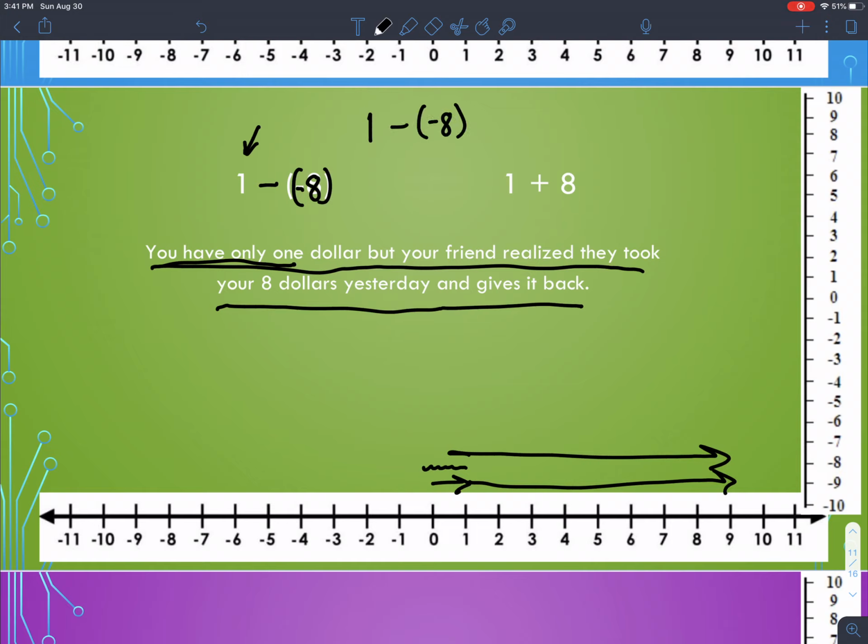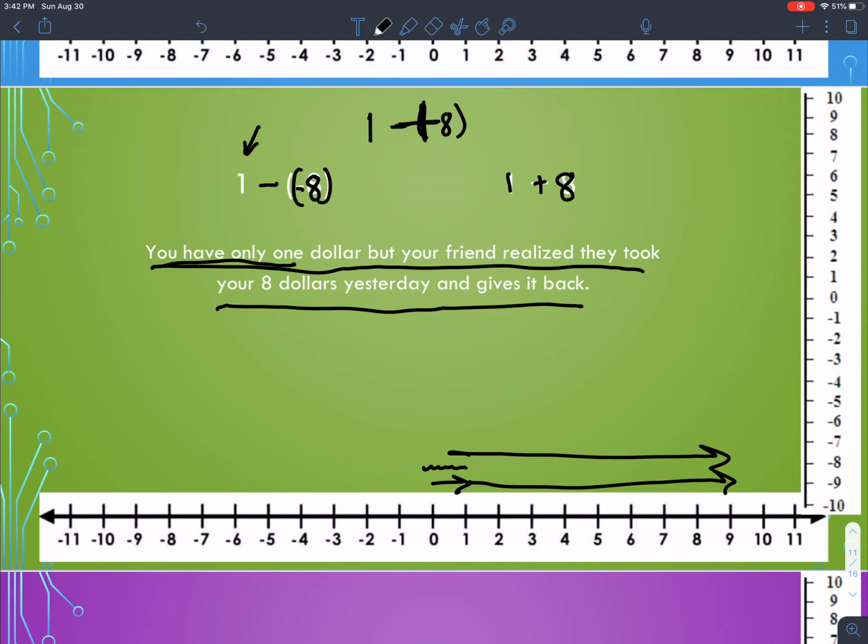They see this minus, a minus, or subtracting a negative, however you want to say it. It's these two signs together. They change that to one big plus. So 1 plus 8. Subtracting a negative is the same as just adding. Reversing a debt is the same as giving money.